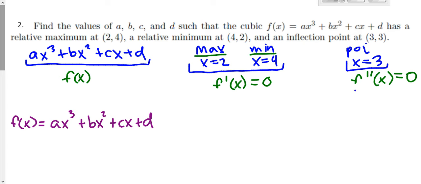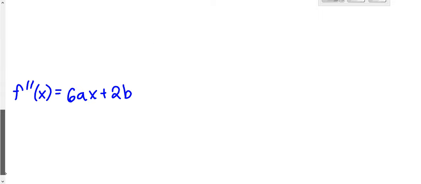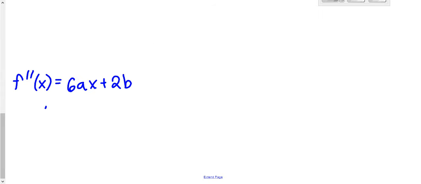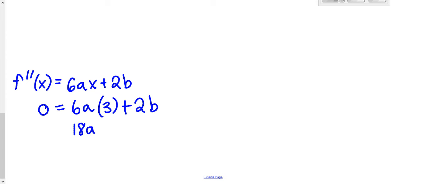When our second derivative is equal to 0, we can plug in 3 for x. So let's go back down to our second derivative, set it equal to 0, and plug in 3 for x. That means we're going to leave the a and the b alone. We don't know what those are. We only know what x is. So this is 6 times 3, so we have 18a plus 2b.